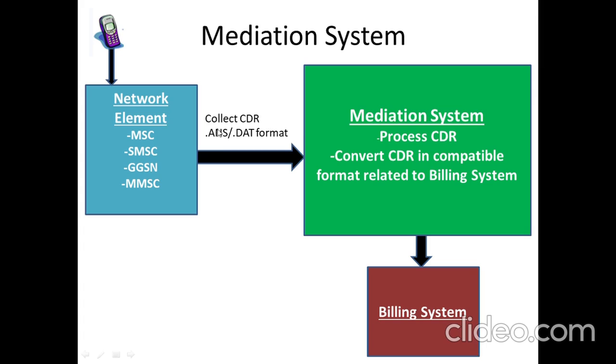With the help of the mediation system, the telecom company collects the CDR from various network elements. What are these network elements? These are MSC, SMSC, GGSN, MMSC. The MSC is responsible for voice-related data: whatever voice calls you have made, all these detail records are captured by the MSC. Then the SMSC captures all the SMS you have sent. The GGSN captures the data usage record, or the internet-related services you have used, and the MMSC captures all the MMS-related records. So these different network elements are responsible for collecting the detail records for different services, right?